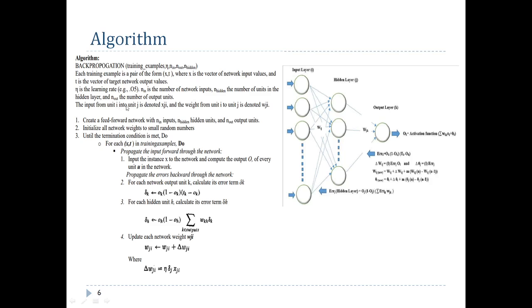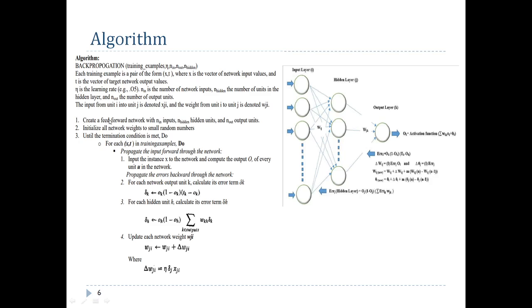The input from unit i into unit j is denoted as xji, and the weight from unit i to unit j is denoted as wji. Here, the weights are used to calculate the input for the hidden layer from the input layer, so it will have the input value times the weight. The weight from the input layer to the hidden layer is taken as wji, and the weight from the hidden layer to the output layer is taken as wjk.